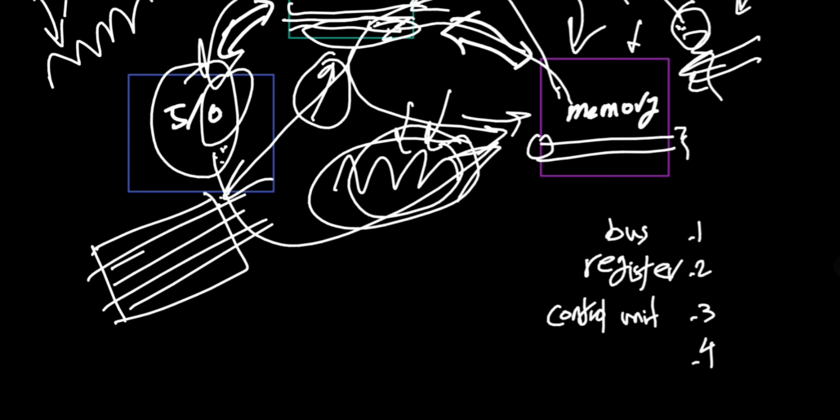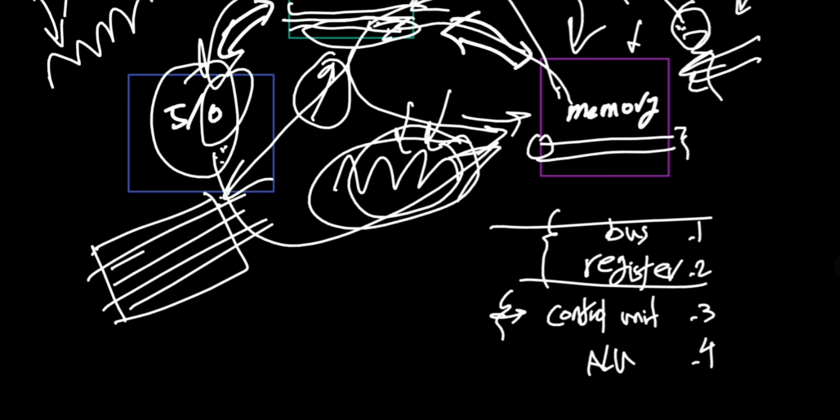The fourth: after the decoding happens using the control unit, we need the execution, like adding, subtracting, and other things. The block for that is called the ALU, or arithmetic and logic unit.